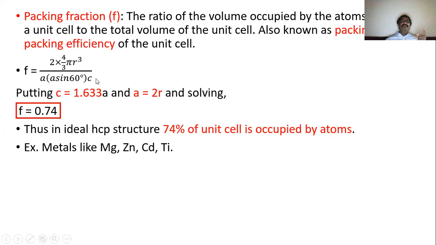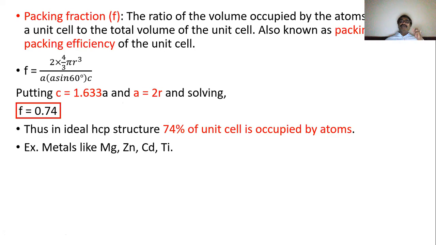So length into breadth into height. Now if we put here the two special relations, that C equal to 1.633A and A equal to 2R, and you convert A and C in terms of R and solve, you will find that F is equal to 0.74, and 0.74 means in HCP structure 74% of the unit cell is occupied by the atoms. So only 26% of the unit cell is empty, and 74% is occupied by the atoms.